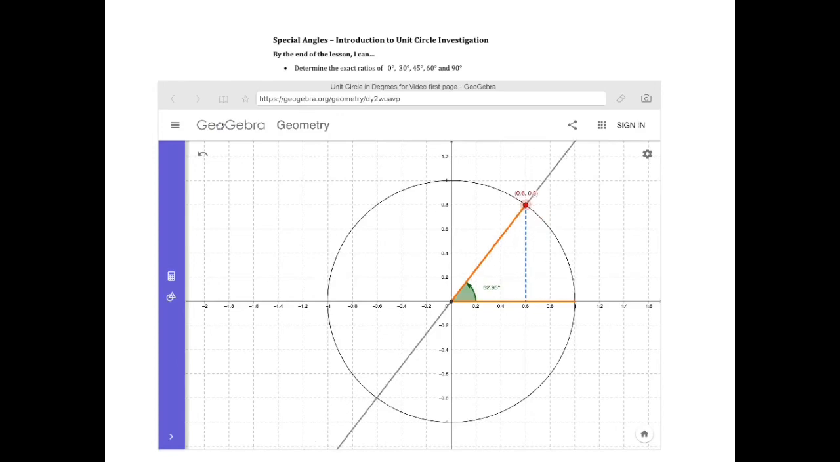And over here, here's 60 degrees, give or take. We want to figure out this point here, but we don't want to have it in decimal form. So in the next slide, I'm going to show you how to calculate this.